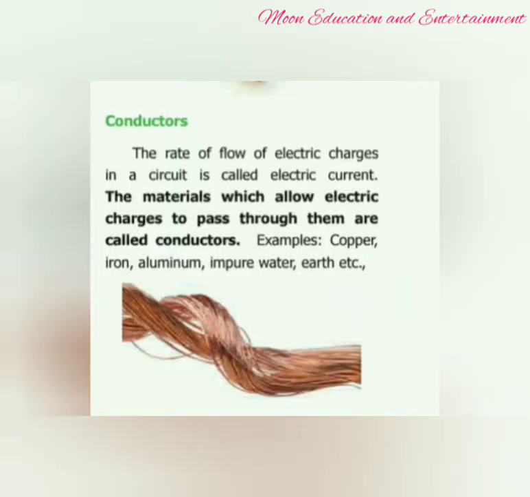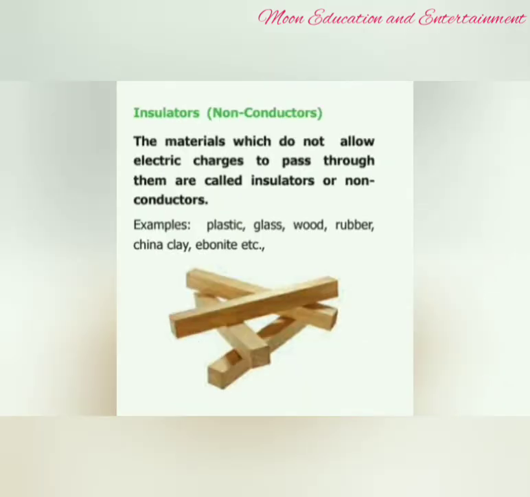Conductors. The electric charges passing through the circuit we call an electric current. The materials which allow these electric charges to pass through them, we call conductors. A few examples of conductors are copper, iron, aluminium, impure water, earth, etc. Insulators. The materials which do not allow the electric charges to pass through them, we call insulators. A few examples of insulators are plastic, glass, wood, rubber, ebonite, and china clay.